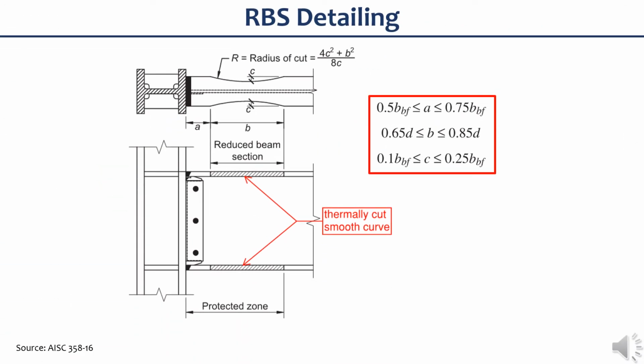RBS is fabricated by thermally cutting into a smooth curve the portions of the beam flanges adjacent to the column flange. This is done so that the formation of yielding and plastic hinges will occur primarily at the defined location within the reduced section of the beam. As a result, the moment and inelastic deformation demands developed at the face of the column will be limited. In RBS, the protected zone is the area from the column face to the end of the beam section cut that is farthest from the face of the column.